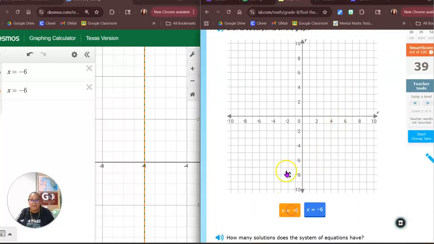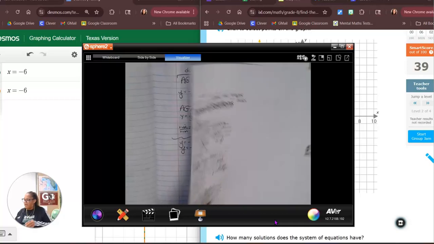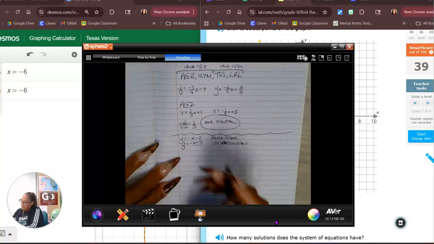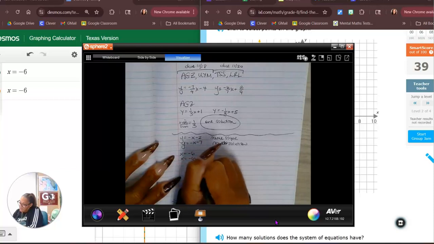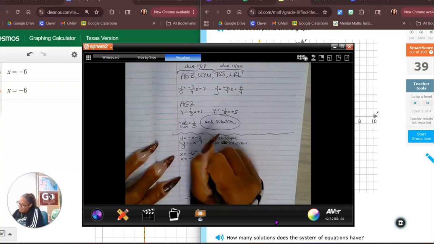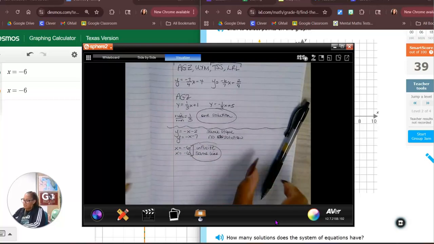So come back here. It has to go through -6 on my x-axis and then just go straight down. You can choose any points there. Also make note of it. So come back. x equals -6. x equals -6. Infinite. Same line. Okay, this is how I show my work.